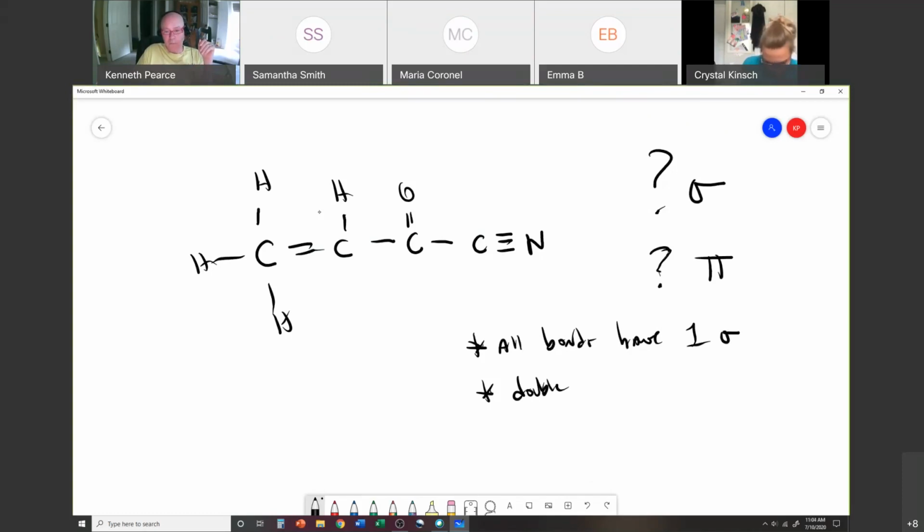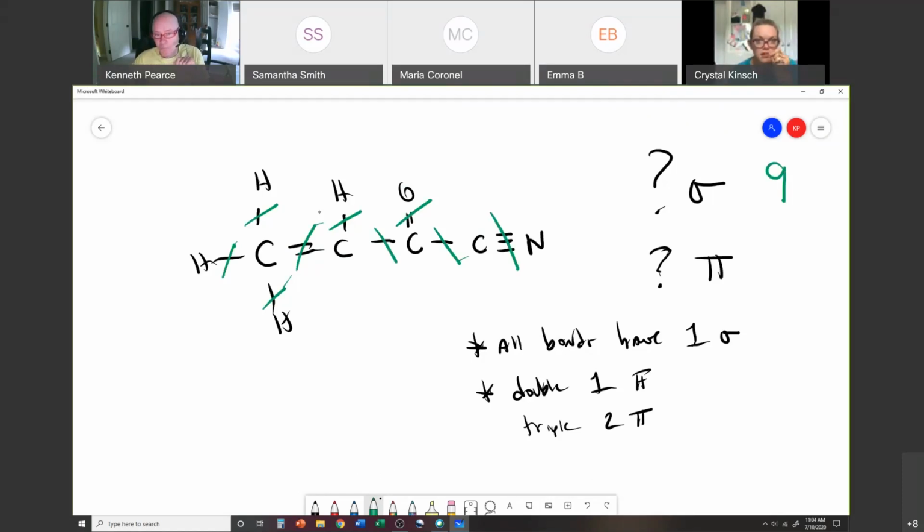Double, 1 pi, triple, 2 pi. Okay? So the way I do this is I look at a molecule and I just start marking them off. 1, 2, 3, 4, 5, 6, 7, 8, 9. 9 sigmas. I just mark off all the bonds and I say, you know what? It's 1 sigma for every bond, no matter what. I marked them off. 1, 2, 3, 4, 5, 6, 7, 8, 9.